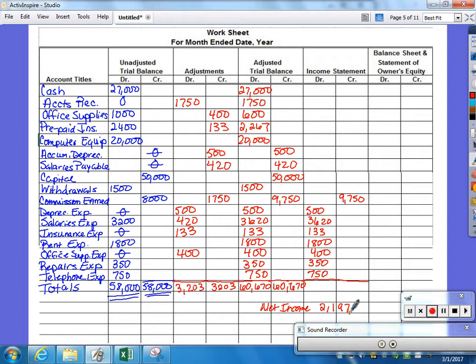Okay, so we know for balance sheet purposes, we can bring cash. That is an asset. Accounts receivable is also an asset. Office supplies is also an asset. Prepaid insurance is also an asset. Computer equipment is also an asset. Accumulated depreciation is a liability. Salaries payable is also a liability.